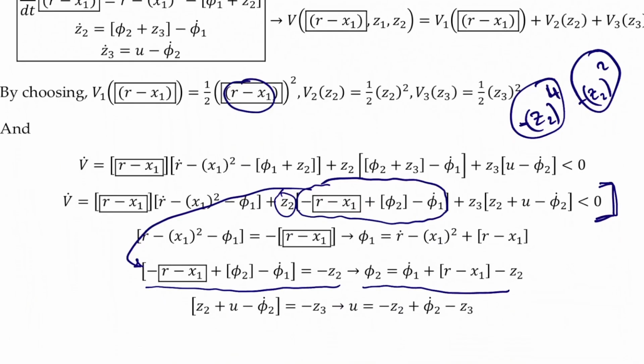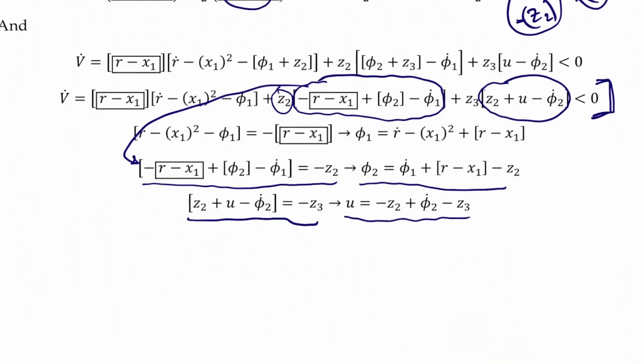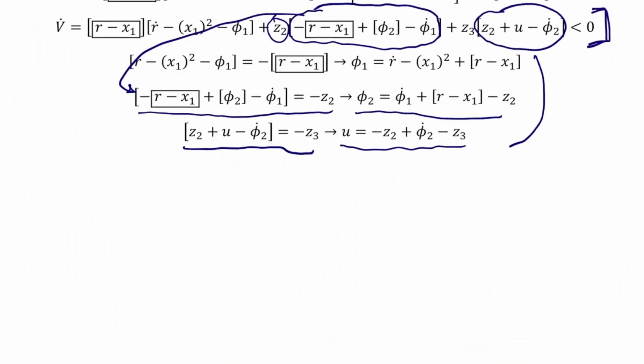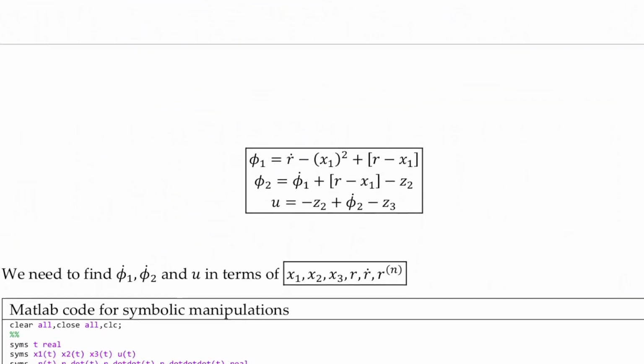Okay, so here finally this term must be, or we can choose this term to be minus z3. Okay, minus z3 here, and we will isolate u and this term. Okay, that's great. So we are basically done at this point. What we want to find is to write down explicitly phi1 dot, phi2, and phi2 dot, and also u. All right, explicitly. When I say explicit, I mean in terms of state variables.